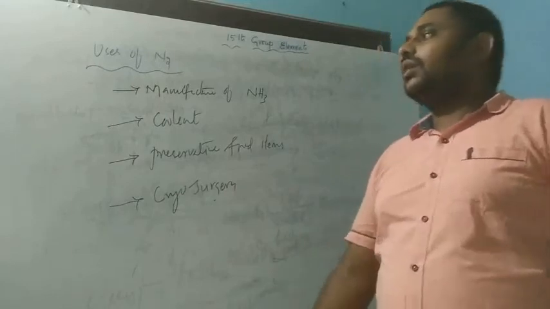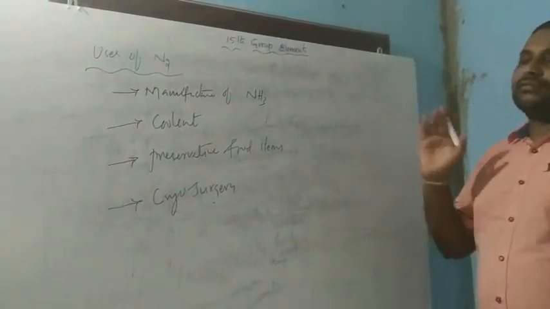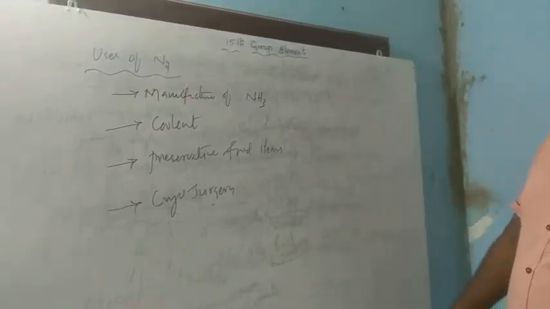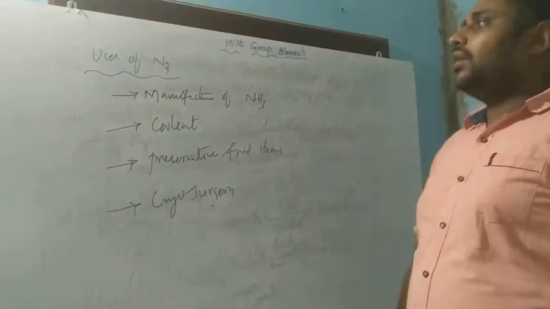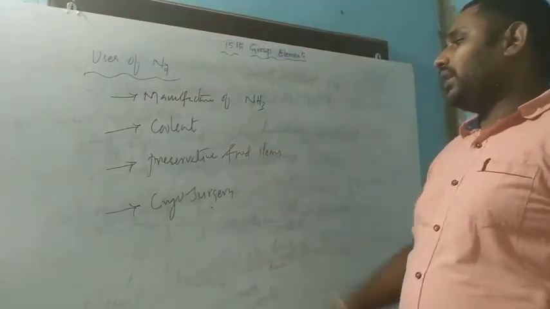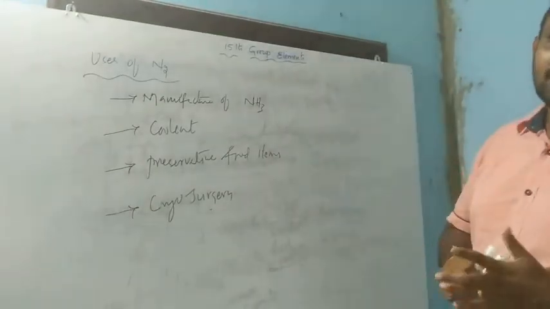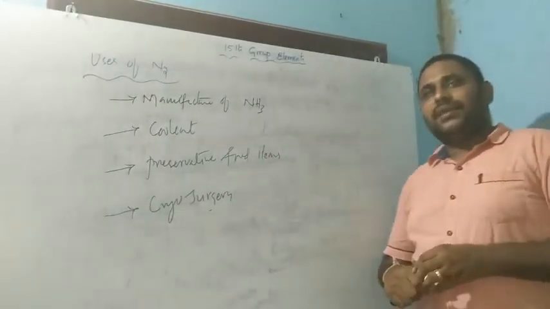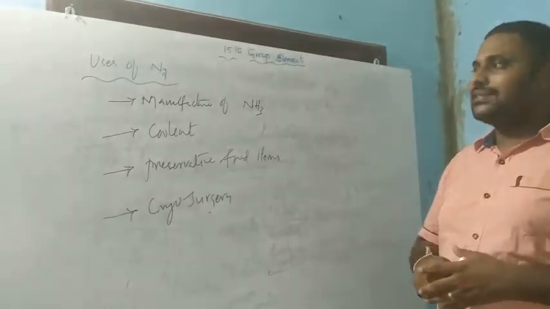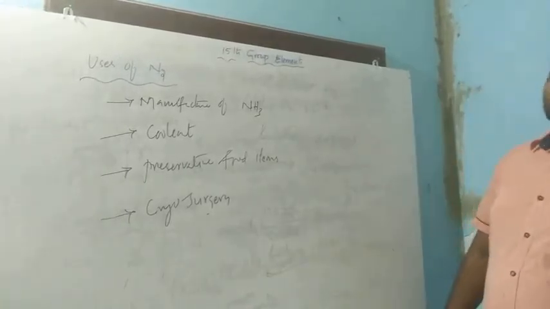In cryosurgeries we use nitrogen, and other fertilizers we prepare from nitrogen, like urea, a compound of nitrogen. So many uses we can find for nitrogen: ammonia, coolant, preservative of food items, and cryosurgery. More so, steel, meaning the iron industry, and calcium cyanamide, fertilizers. We use nitrogen. These are the uses of nitrogen.